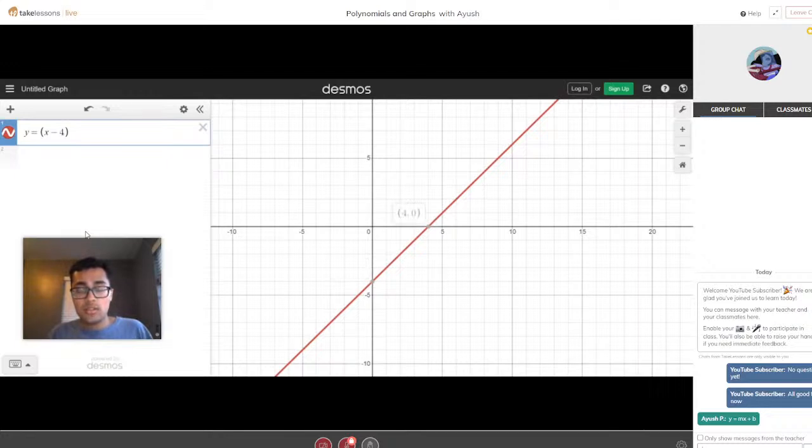So if you look here, we have 4, 0, right? That's our x-intercept. And if you look over here, we have our y-intercept. That's 0, minus 4. So you take the change in y, in this case it was 4, and the change in x, and that's 4. You divide 4 by 4, what do you get? You get 1. So that's how you derive the slope of a particular line.